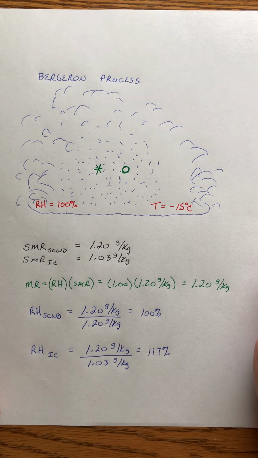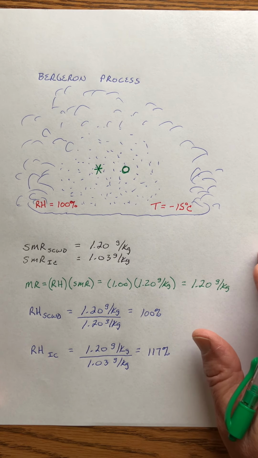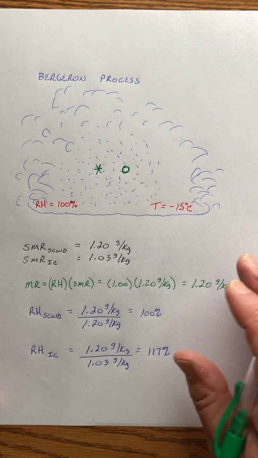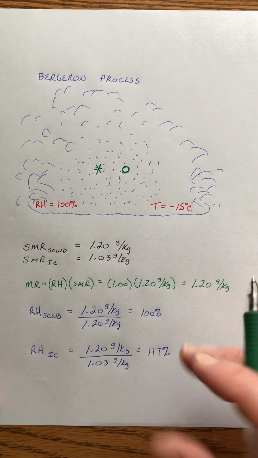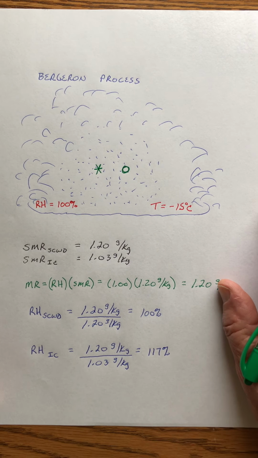Hi class. So the second way in which a water droplet, or in this case an ice crystal, can grow to the point where it can reach the surface without vaporizing below the cloud is called the Bergeron process. And the Bergeron process is probably the most abstract concept we're going to cover in this class.